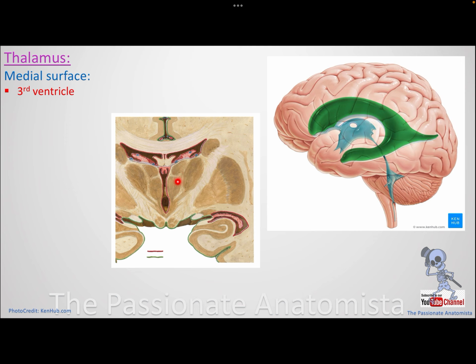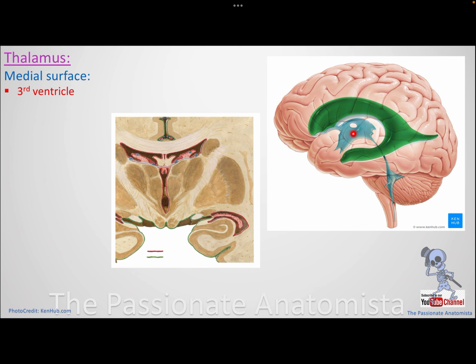Because you guys know that the thalamus and hypothalamus surround the third ventricle. When I refer to the Kinhop picture, I'm referring to the ventricular system. I don't have the structure here. When I refer to the picture of the Netter atlas, I'm referring to the structure itself, which is the thalamus and, down below, the hypothalamus. All right, guys?